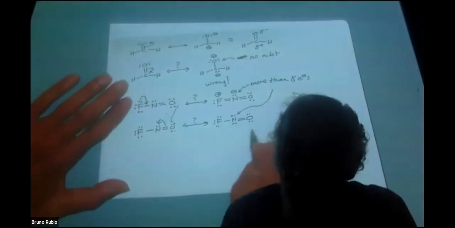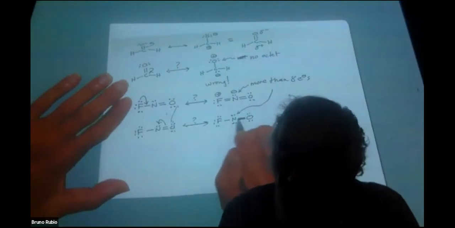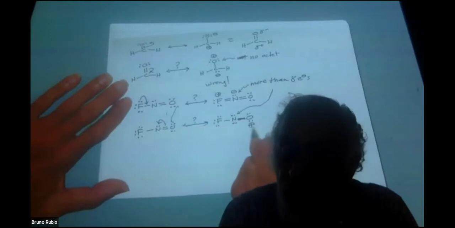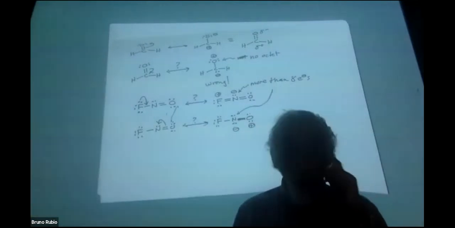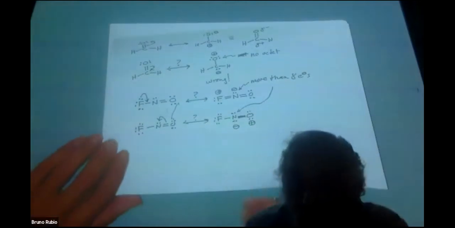And this would also have a, something's wrong. Oh yeah, this should be a single bond. Sorry about that. That should be a single bond. This should be positive and this should be minus. Okay, so all of that's wrong. So now let's fix it.